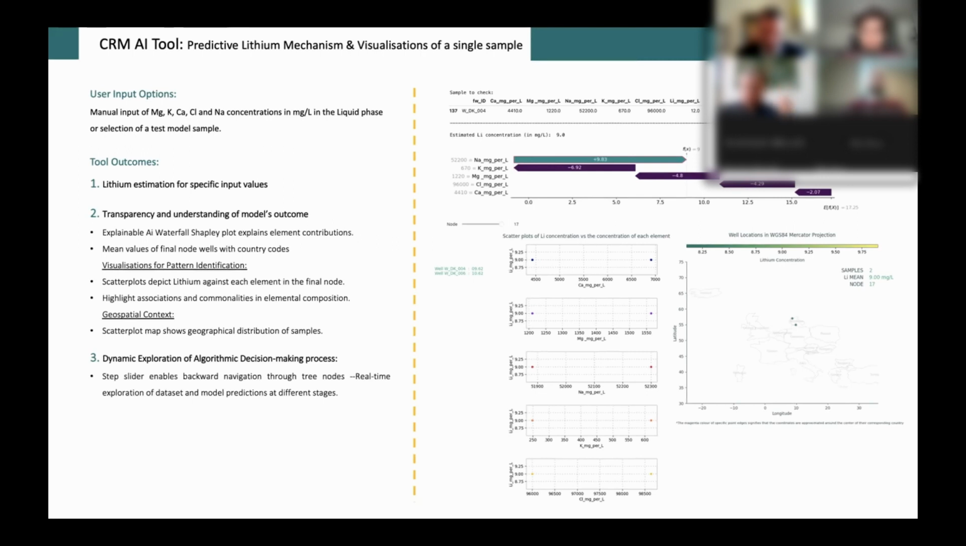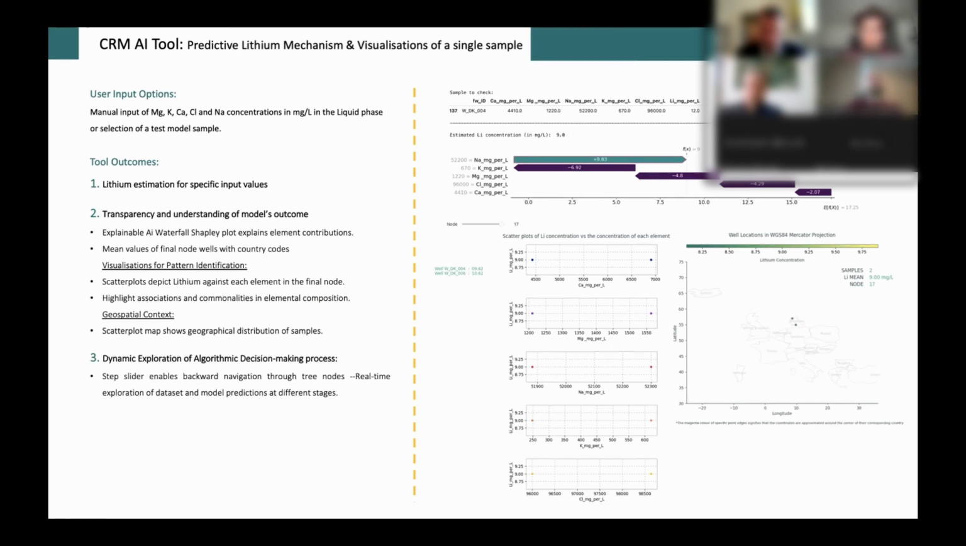Also, the plot tells us how each feature has contributed to this prediction. And as we can see, sodium appears to have the highest impact on the specific sample, and it has increased the predicted lithium value by about 9.8 milligrams per liter compared to the average predicted lithium across all the samples. On the other hand, potassium, magnesium, chlorine, and calcium have decreased the estimated value. The algorithm reached the decision after crossing 17 nodes.